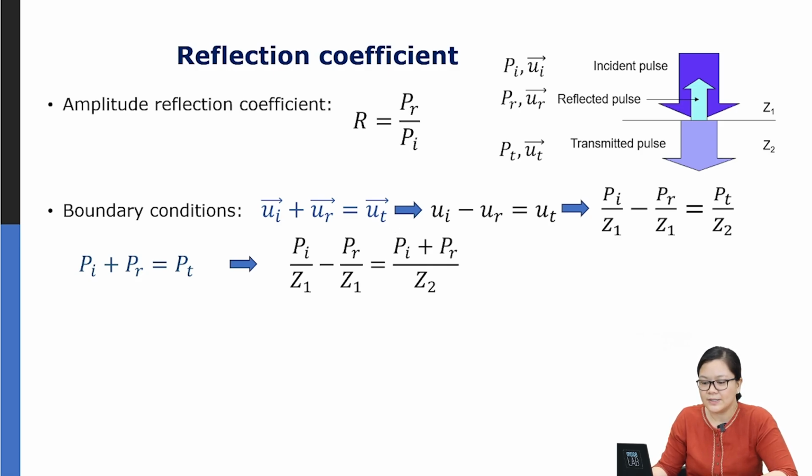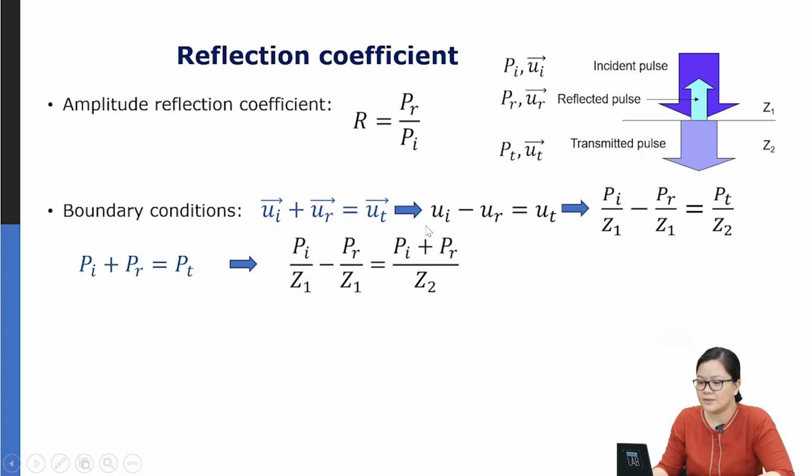Now taking also into account the summation in this boundary condition, where the pressure of the incident wave and the pressure of the reflected wave equals the pressure of the transmitted wave here. This boundary condition is important because if the pressure of the incident and the reflected waves do not equal the pressure of the transmitted wave, then that interface will move. That boundary will move. So these two boundary conditions are important for deriving the reflection coefficient, which we will do now.